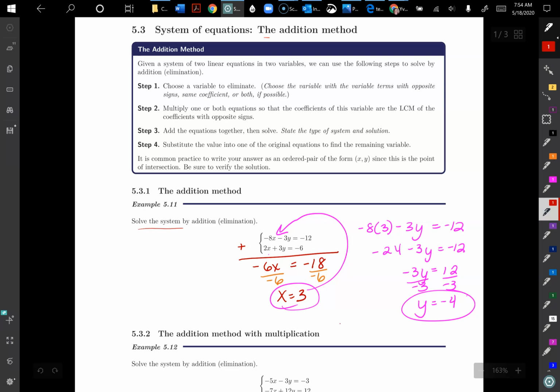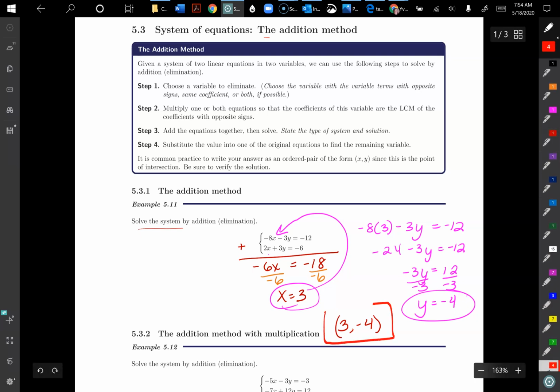And then the answer I want to write as a point, just like I've been doing before, so that it's really easy to track what your answer is. You can verify by putting both points into each equation. I'll write the verify over here off to the side.